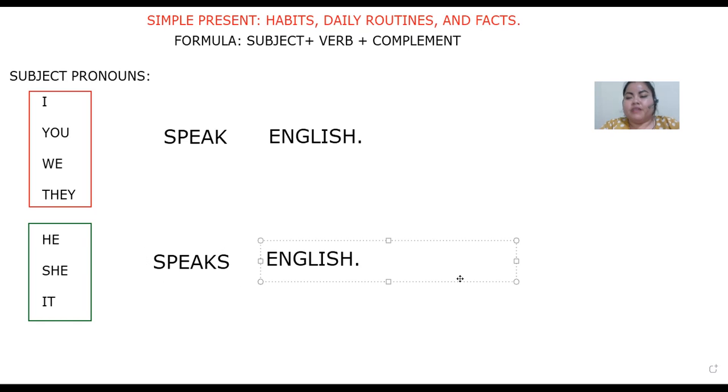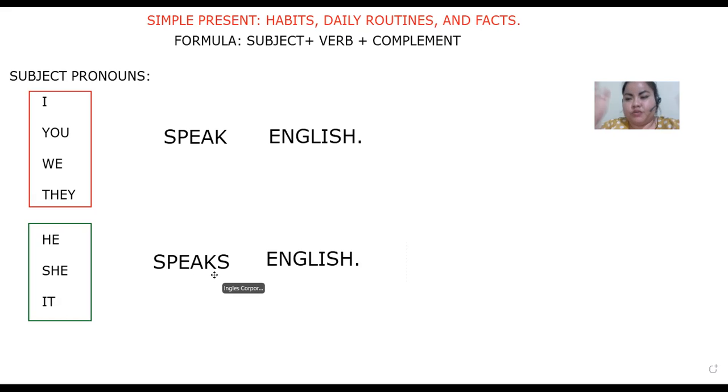Ningún verbo termina en S. En este caso, a todos los verbos, a la mayoría de verbos, ya le voy a enseñar la regla gramatical, a la mayoría de verbos prácticamente se le agrega la S. Pero hay reglas específicas que vamos a utilizar para el uso de la S en cada uno de los verbos. Okay, porque nos vamos a basar en cómo finaliza cada uno de los verbos. Pero eso lo vamos a ver después.